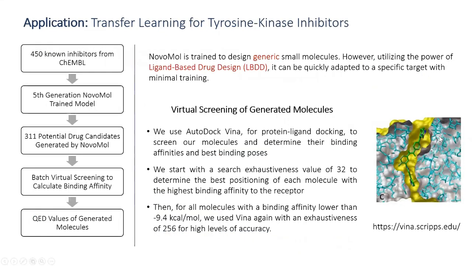In order to do this, I use NovoMol and retrain NovoMol on 415 existing inhibitors of the PDGFR alpha protein, utilizing the power of ligand-based drug design. And NovoMol is then able to design 311 potential drug candidates, which I virtually screen to calculate their individual binding affinities to the PDGFR alpha protein using the software AutoDock Vina, along with calculating the individual QED values of these generated molecules.